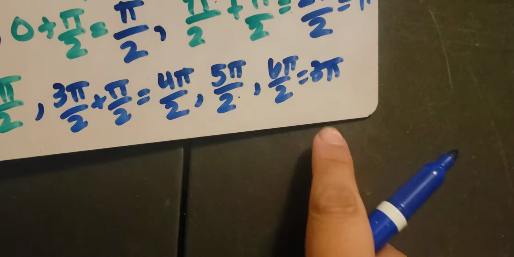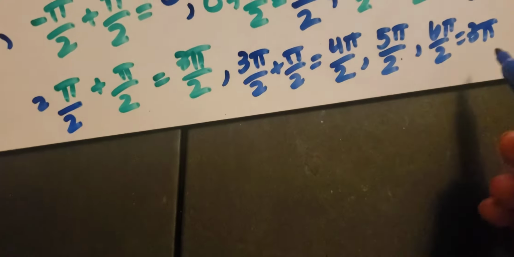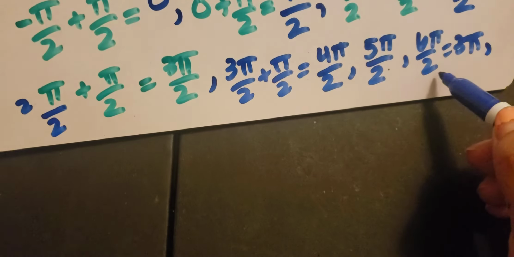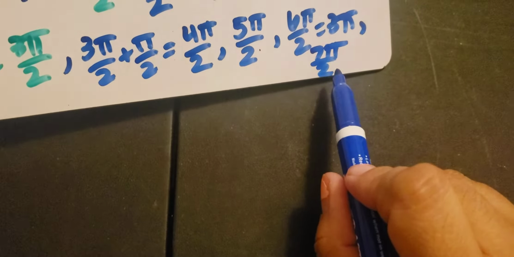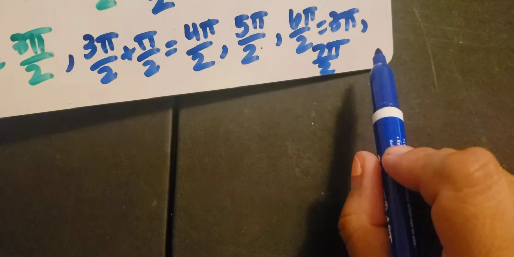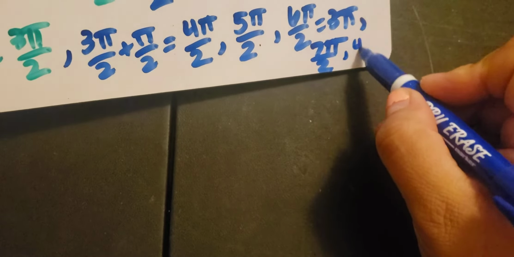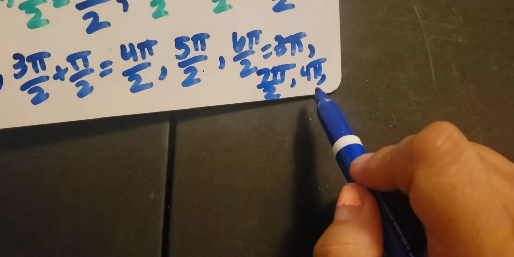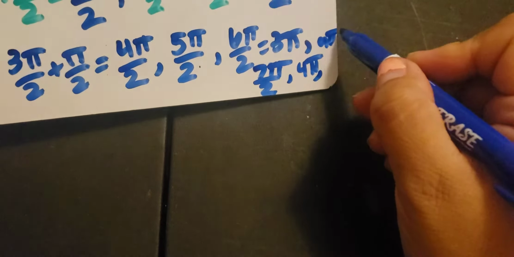Okay, keep going, we're not done. So 3 pi plus pi over 2 is, I ran out of room, so I'm going to do it down here. 7 pi over 2. And then 7 pi over 2 plus pi over 2 should give us 8 pi over 2, which is the same as 4 pi. And I'm almost done. One more. 4 pi plus pi over 2 should give us 9 pi over 2.